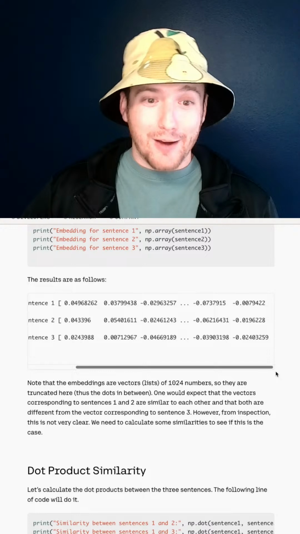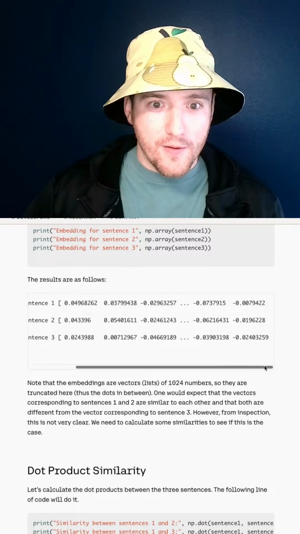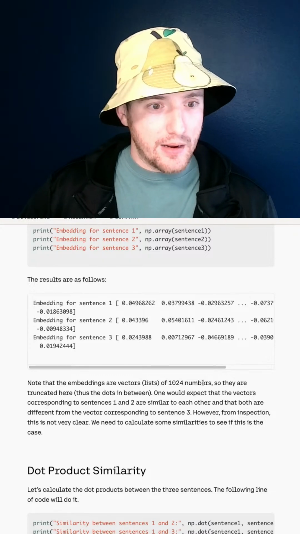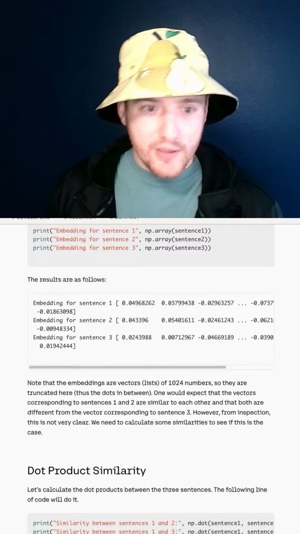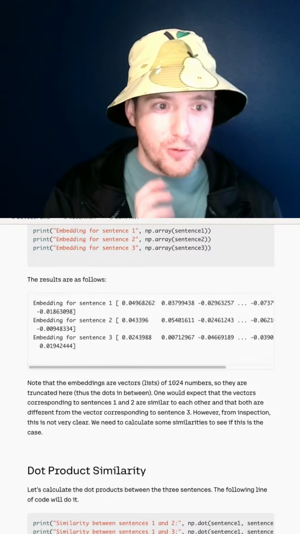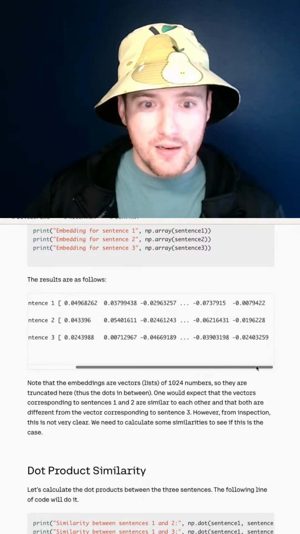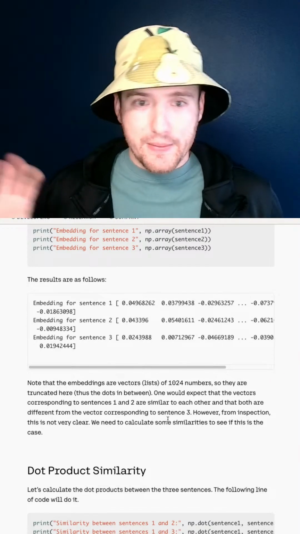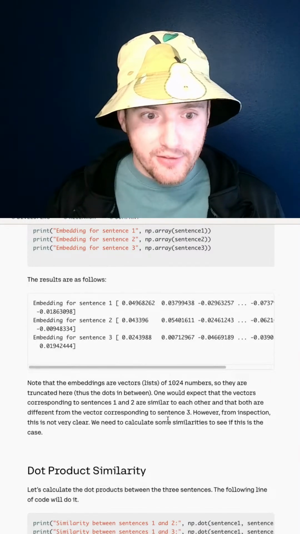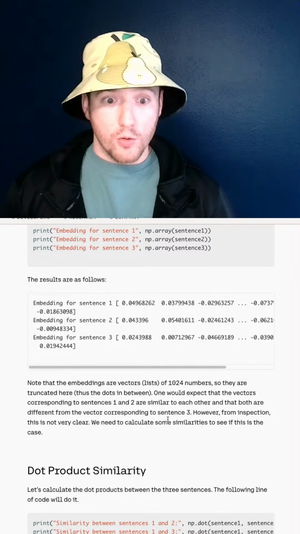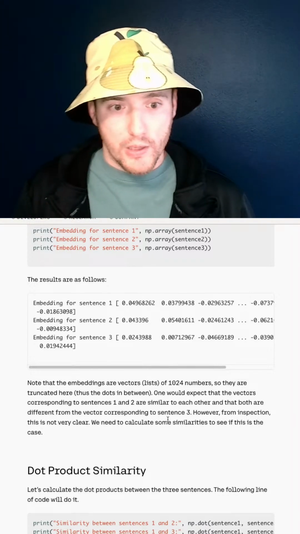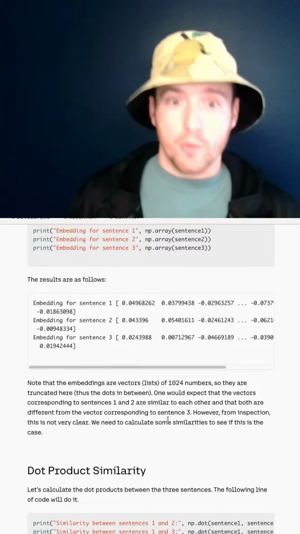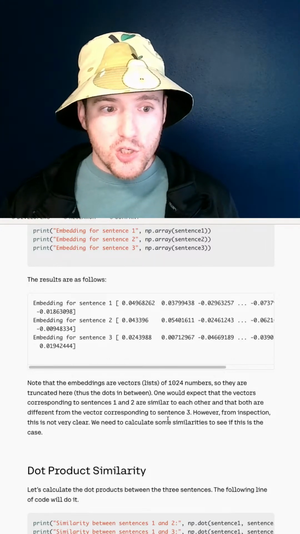If we go down to these vectors that this produced, this 1024 number vector, we can see the numbers that were given to these sentences by the AI model. And these embeddings are truncated, because there's 1,000, and there's only a few in this result set. So we can't really see if anything is popping out of those 1,000 numbers. We only have 5. But one would expect that vectors 1 and 2 are similar, as we just said they're related to staying in a house, while 3 is different in that it's talking about radioactive isotopes. However, from inspection, this is not very clear.